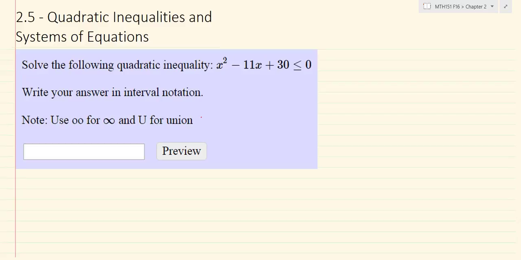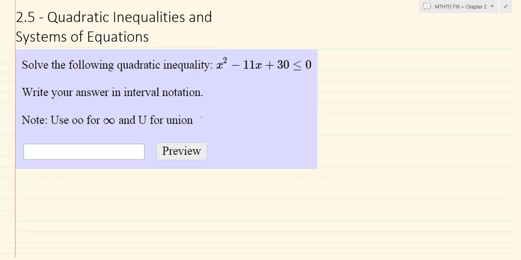This is 2.5, Quadratic Inequalities and Systems of Equations. And honestly, the material in this chapter you've already seen before. There is nothing new in this section of the chapter, and we'll show you that. So here's the one problem from the homework.